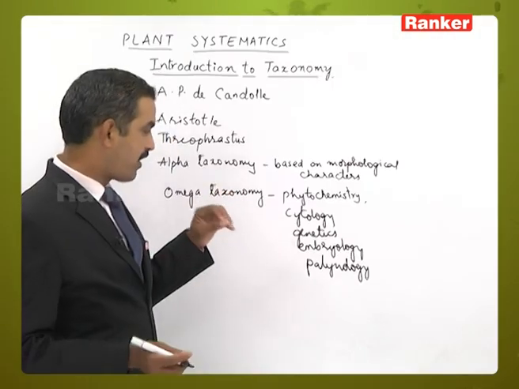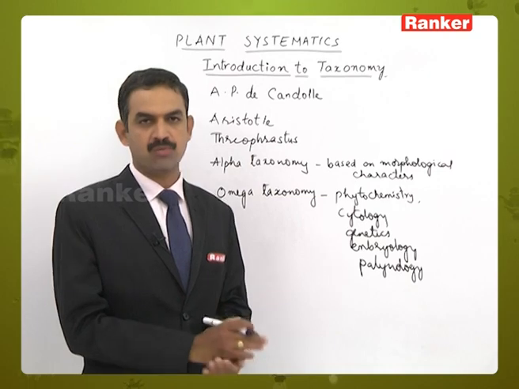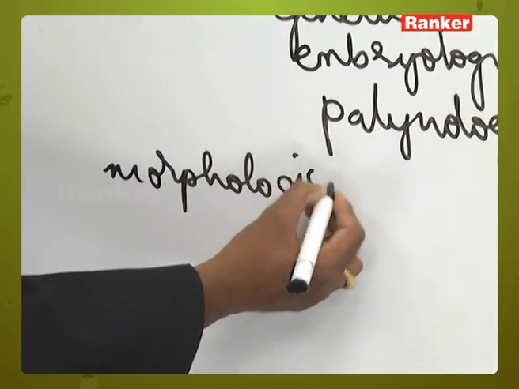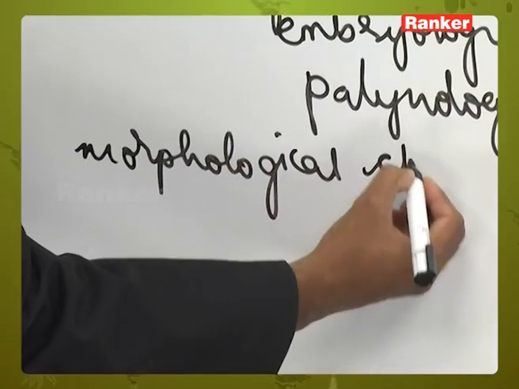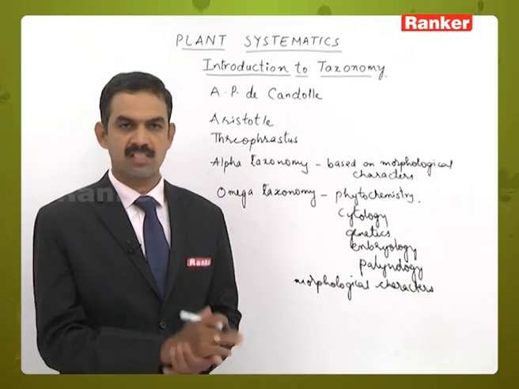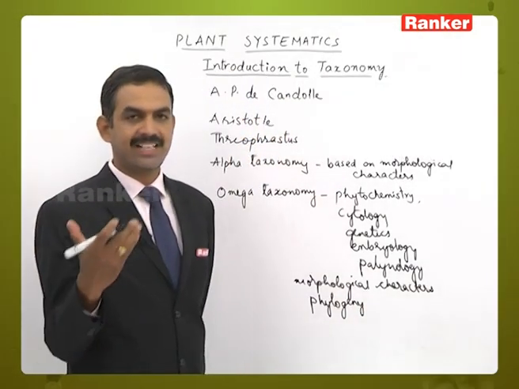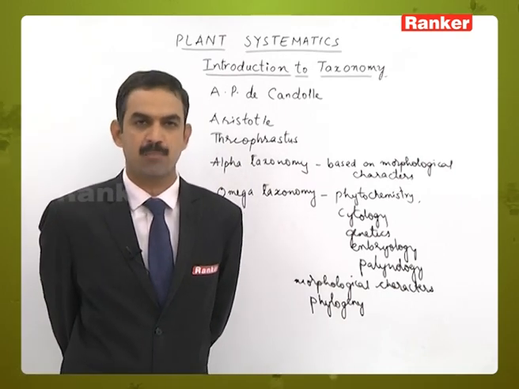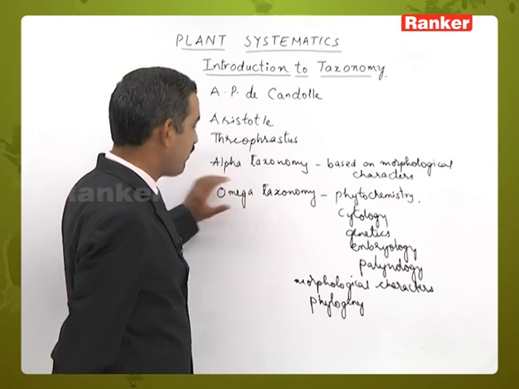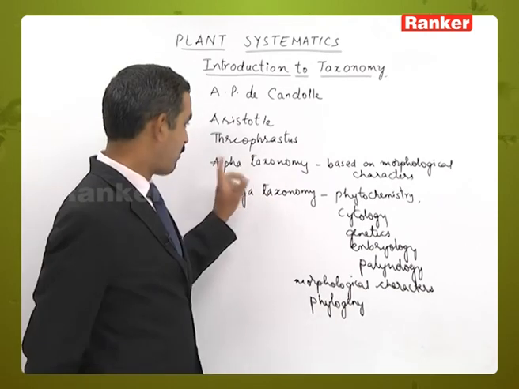Knowledge from many such branches of botany has been taken for classifying the plants. Apart from this, they also consider morphological characters, which were the main criteria in alpha taxonomy. But which one is given more priority or importance? Here it is the phylogeny of the plants. Phylogeny means the ancestral characters, or the evolutionary changes taking place in plants, are given primary importance while classifying. Since all these aspects are considered, omega taxonomy gives better classification when compared to alpha taxonomy.